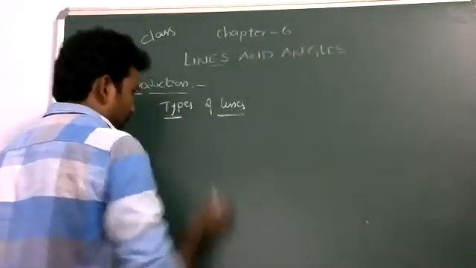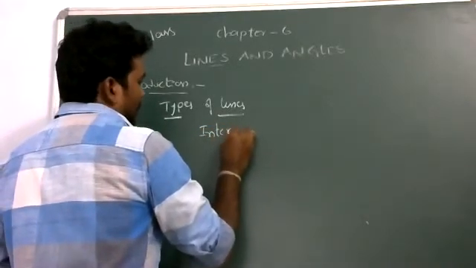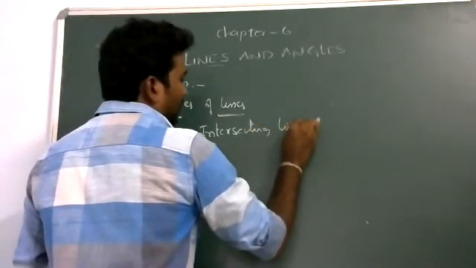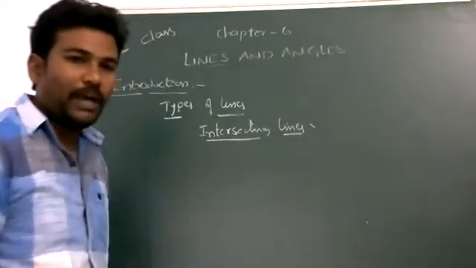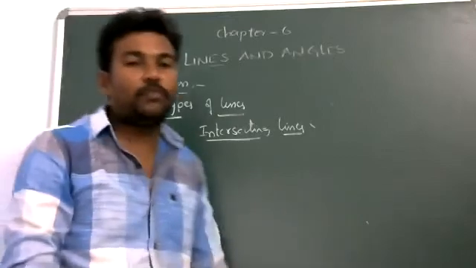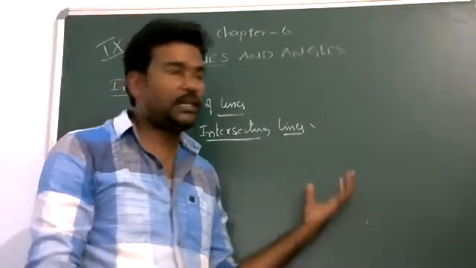Intersecting lines. Okay. Already we know parallel lines. Then what is meant by intersecting lines? It is opposite to parallel lines. Not exactly, no.